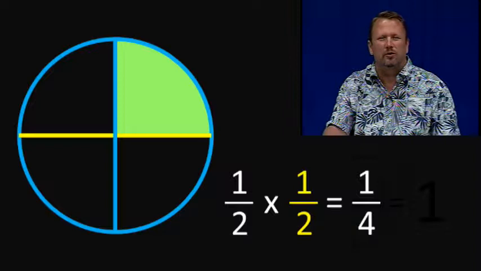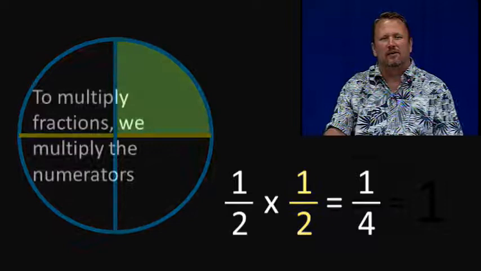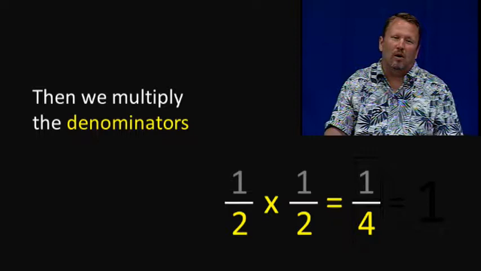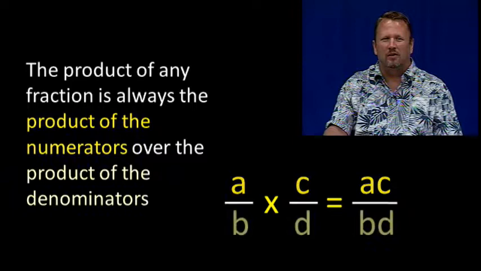Because fractions are a form of multiplication and division, it's very simple to multiply and divide fractions. To multiply fractions, we multiply the numerators, or the top numbers of the fraction, and then we multiply the denominators, or the bottom number of the fractions. The product of any fraction is always the product of the numerators over the product of the denominators.